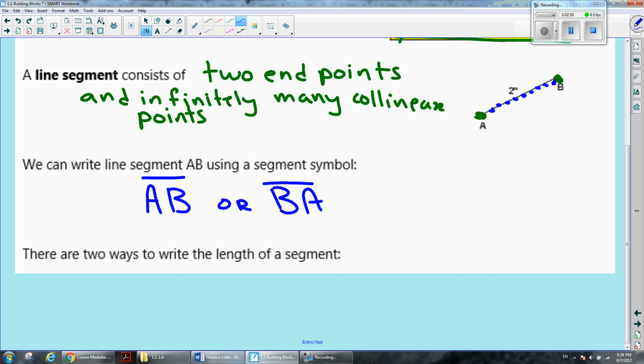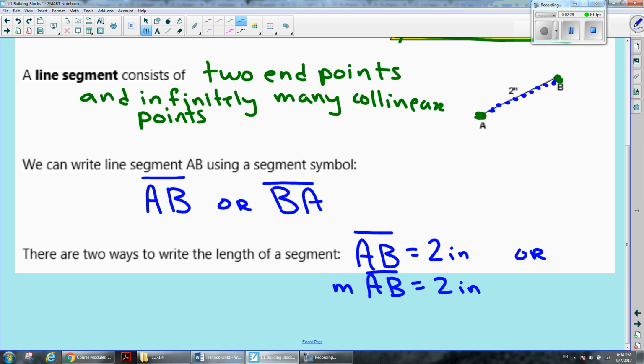If we're talking about the length of the segment, there's two different ways we can write this. We can say segment AB equals 2 inches. Or we could say the measure of segment AB equals 2 inches. And we'll see this little m a lot this year, and it just stands for measure. So the measure of segment AB is 2 inches.